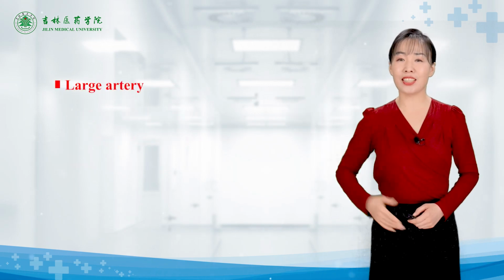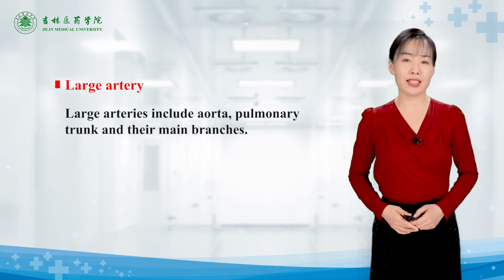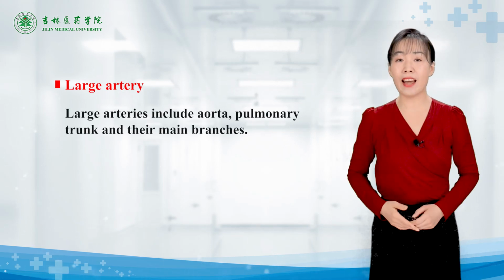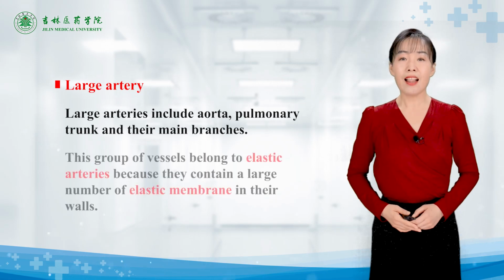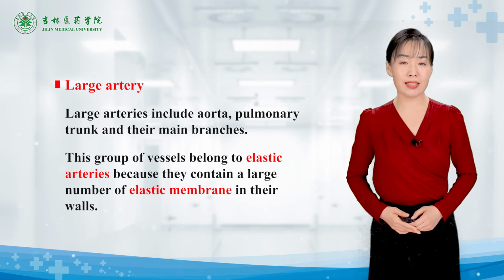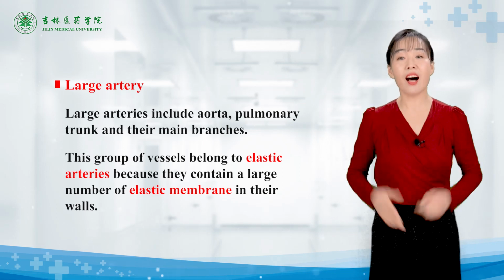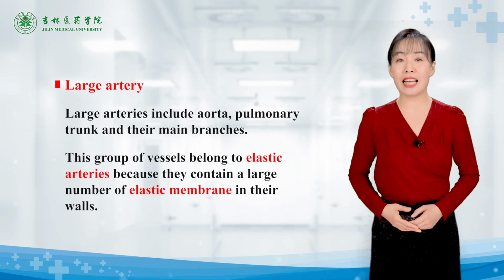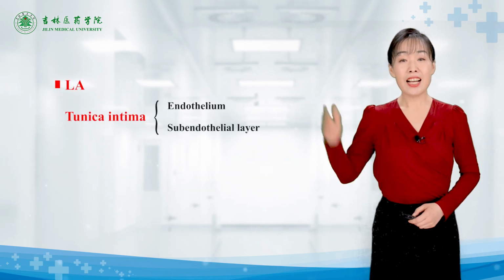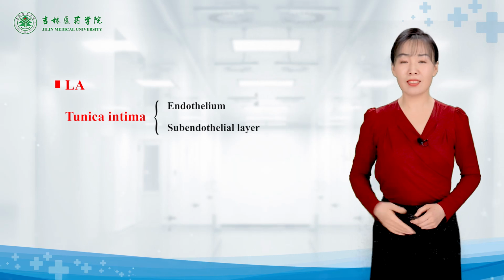Large artery. Large arteries include aorta, pulmonary trunk, and their main branches. This group of vessels belong to elastic arteries because they contain a large number of elastic membranes in the walls. 3 layers in the wall.